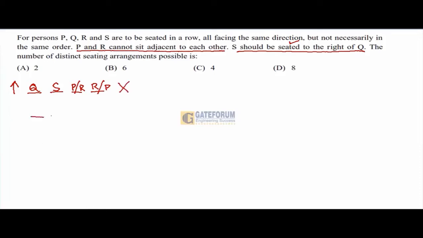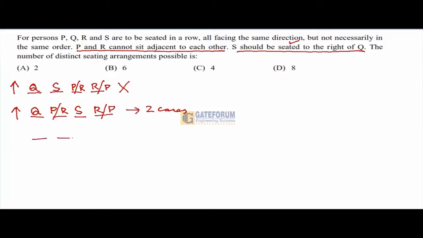The next case. See, this is the direction. We can say we are keeping Q at the beginning. So S sits here. So you see S is to the right of Q. Now here P can sit here and R will sit here, or else R can sit here and P will sit here. So perfectly valid, and we can see that two such cases can result.